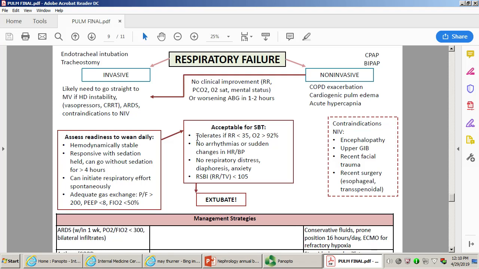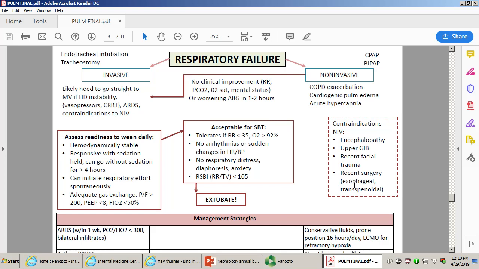So respiratory failure, they're going to want you to know when to intubate a patient, right? So when to avoid non-invasive ventilation. If somebody's coming in, they're vomiting blood, they're confused, they need to be intubated for airway protection. It's not like you're going to put a BiPAP on them while they're sitting there vomiting blood.